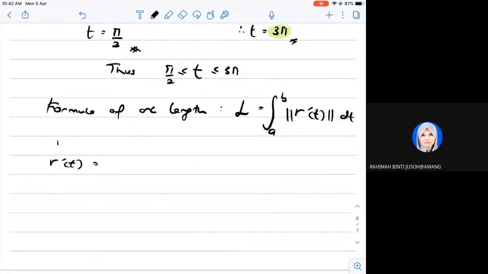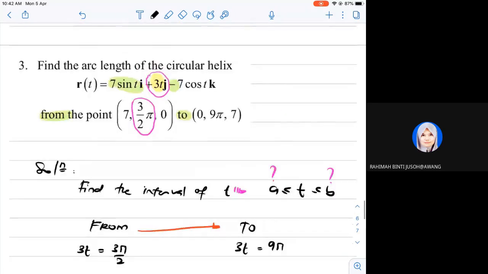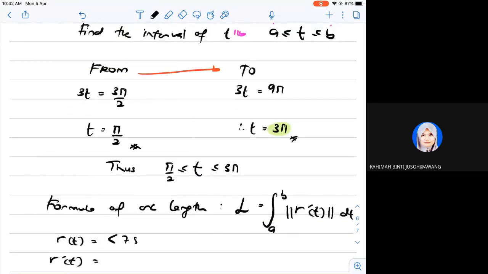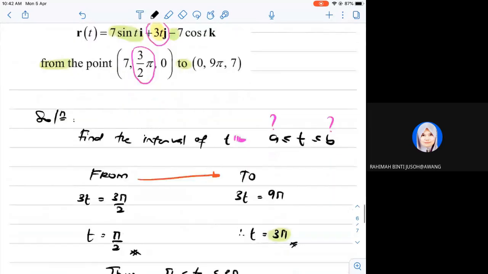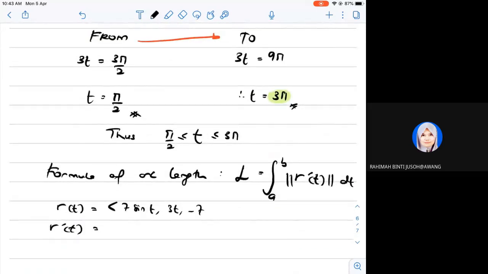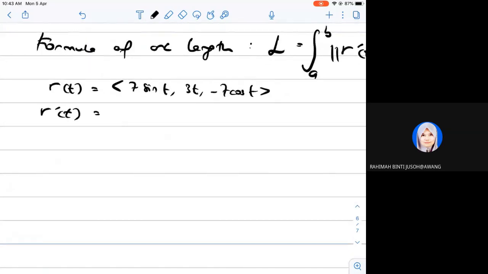Okay, I'll write it at the top. RT equals what was it? 7 sin T, 3T, and negative 7 cos T. So you have to differentiate this. We will get 7 cos T. Differentiate 3T we get 3. Differentiate negative 7 cos T, we get positive 7 sin T.